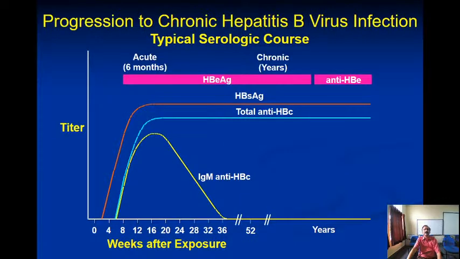So this is what takes place after 6 months. You have the antibody response which can take place, which can last. The surface antigen may continue to be there in the body for 6 months or even longer for that matter.